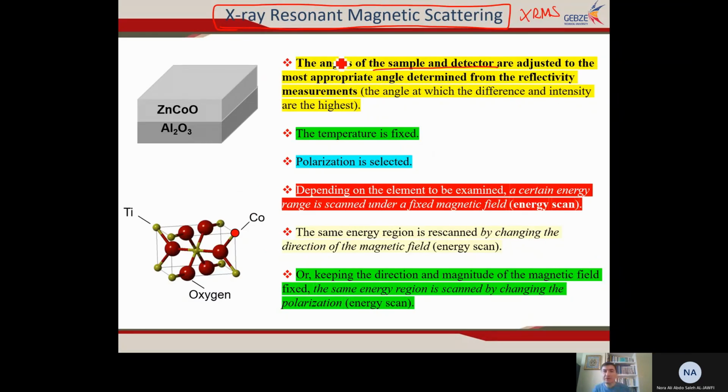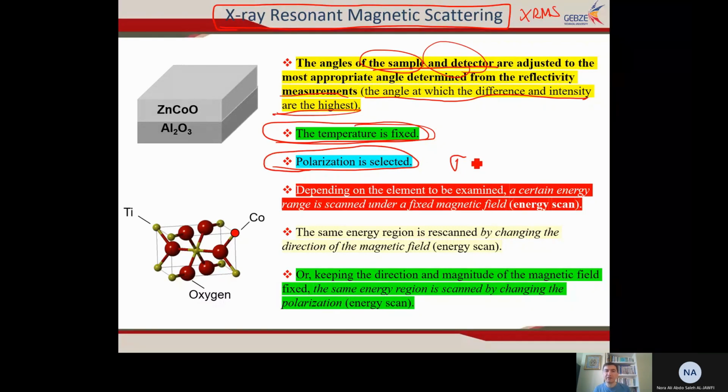Then just go to this certain sample and detector angles, which are determined from the reflectivity measurements, okay? The angle at which the difference in intensity is the highest. Then fix the temperature, select a certain temperature, and then select a certain polarization, okay? Let's say right circularly polarized light, and the temperature is 300 Kelvin, room temperature, okay?